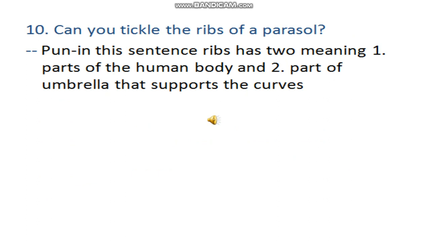And the tenth one is, "Can you tickle the leaves of a parasol?" So this is also a pun. In this sentence there are two figures of speech. One is personification, which we have already seen, and the second is pun. In this sentence, leaves has two meanings. One is a part of a human body and the second is a part of an umbrella that supports the curves.